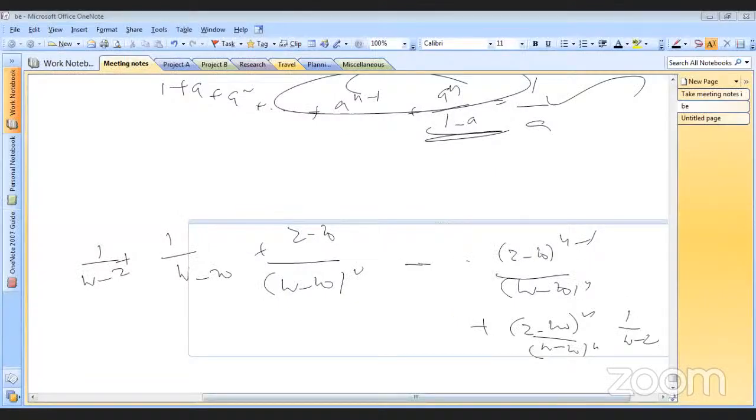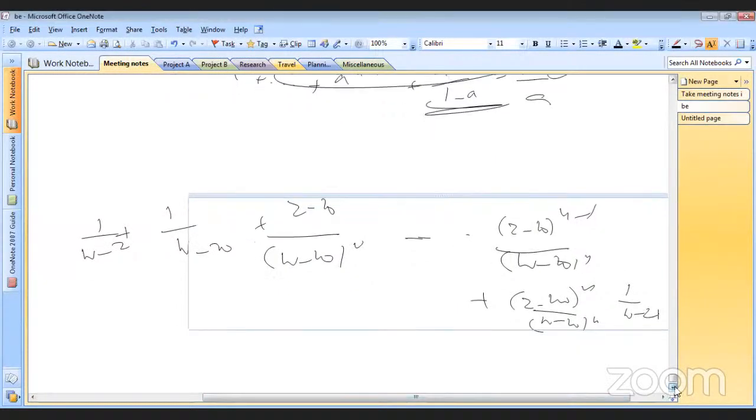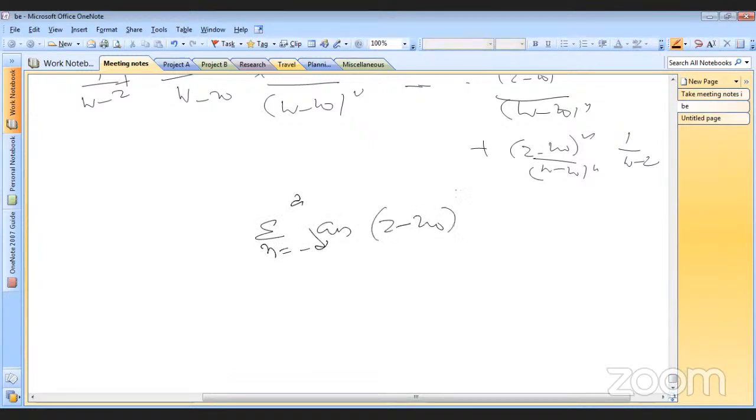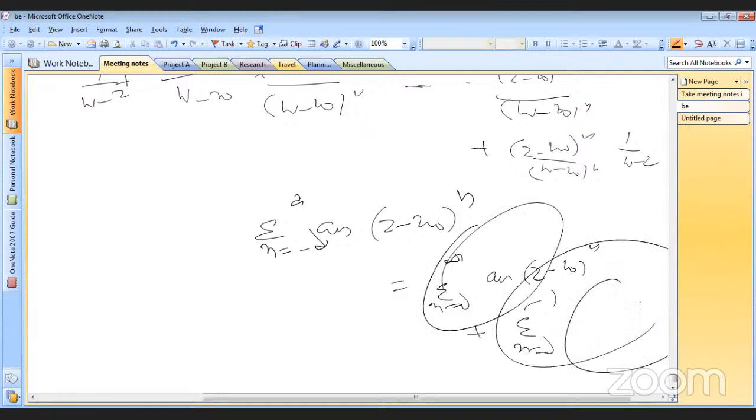So see here, all of you. Summation of n equal to minus infinity to infinity a n z minus z naught whole power n equals what I am writing: summation of n equal to 0 to infinity a n z minus z naught whole power n, and summation of n from minus infinity to minus 1. Also it is very clear, minus infinity to infinity. First we have to take 0 to infinity and minus infinity to minus 1.